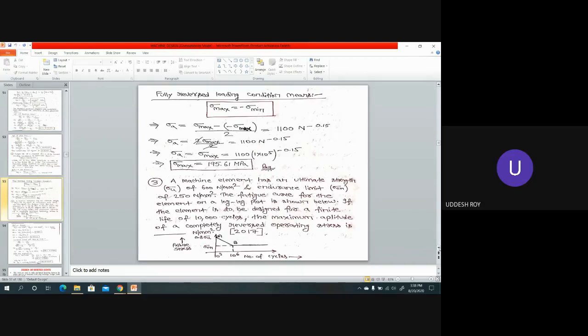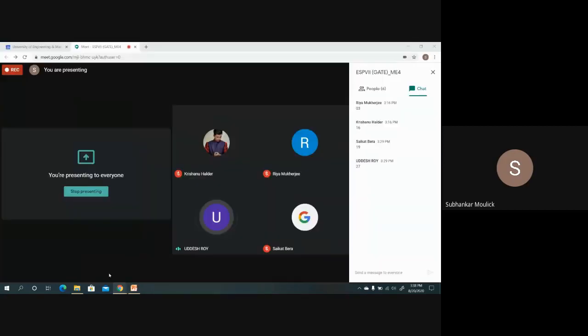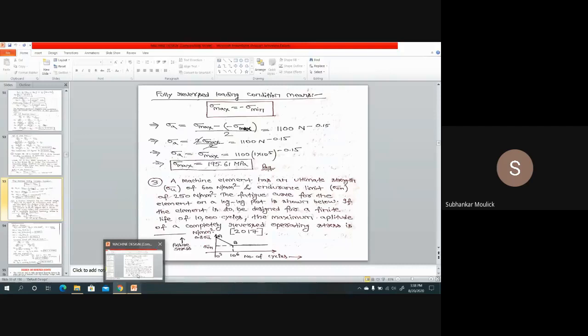हाँ यही मेन पॉइंट है इस. This is the main point of this problem. Is it clear? कोई डाउट? हाँ सर क्लियर है, ये वाला क्लियर है. Okay, fine. Next is the third problem.